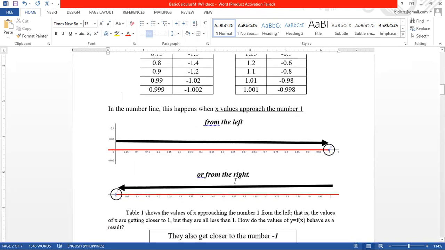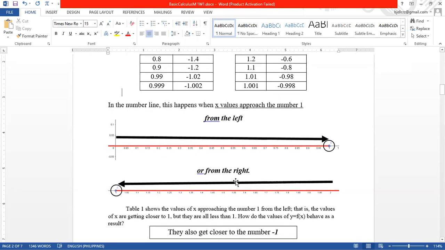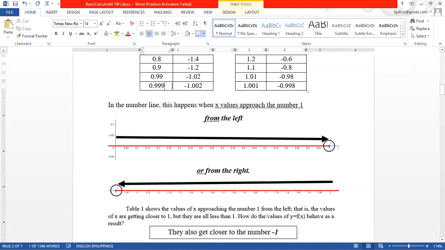So the table 1 shows that the values of x approaching the number 1 from the left, that is the values of x are getting closer to 1. So wala gid siya nag 1. But they are all less than 1. So they are all less than 1 basta from the left.